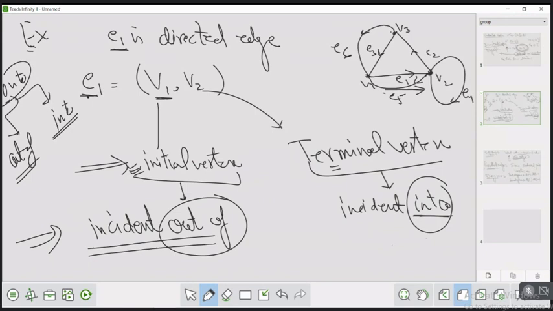Are you getting my point? Yes, sir. You can see the direction. From this vertex the direction is this, so it is out of. But when we move in this direction, we can say it is into also. Into and out of both are included in the self loop.